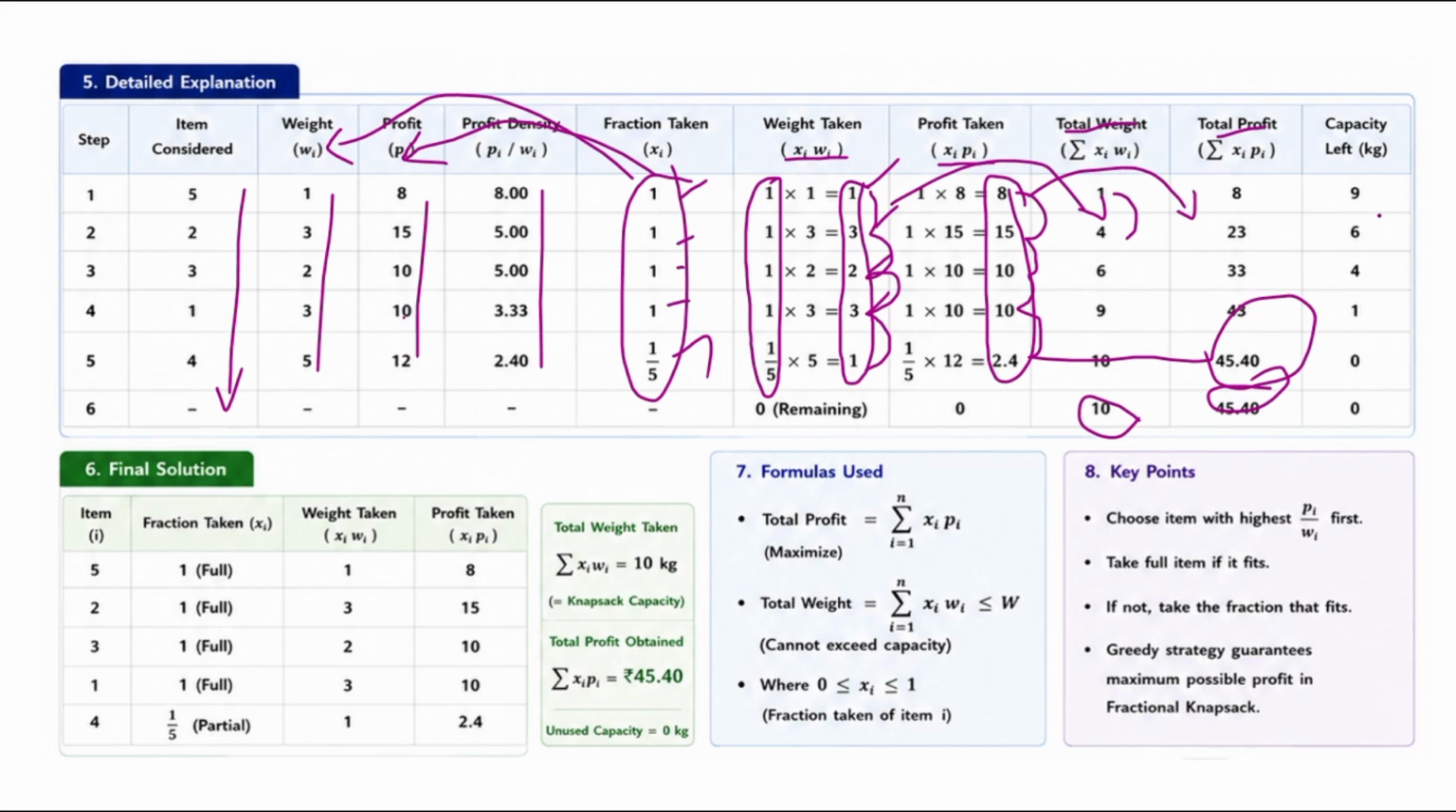This is the capacity left. Finally, the knapsack capacity is 0. We can add all the items. Some items are full, some items are partial. Finally, we get the maximum profit. Okay, here is the fractional knapsack problem using the greedy method. Clear? Always remember the total weight cannot exceed the capacity. This is the formula to find the maximum profit. These are simple formulas. So this is the fractional knapsack problem using the greedy method.